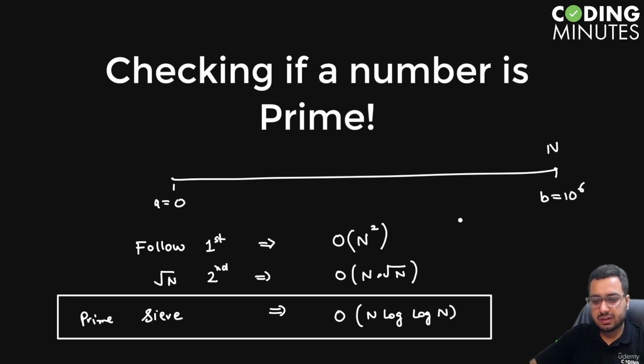So that's a quick introduction to what prime numbers are and how to check for them. The first two methods are pretty easy. You can do it yourself. And now we are going to look at the prime sieve from the next lecture.